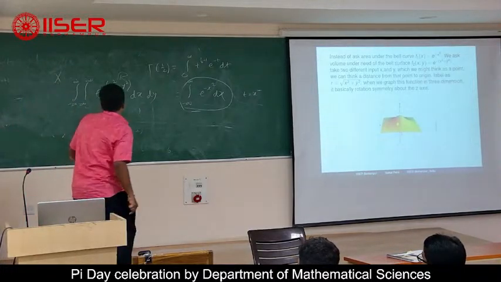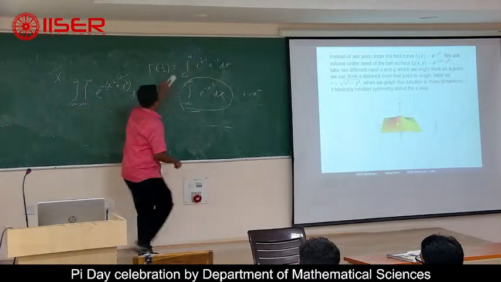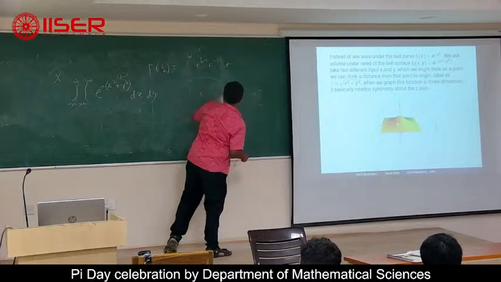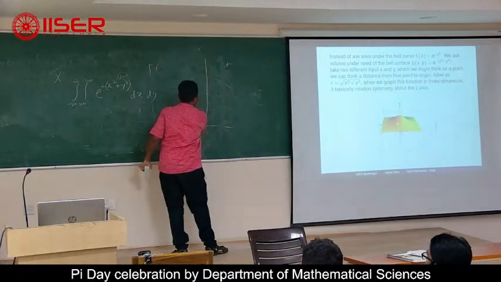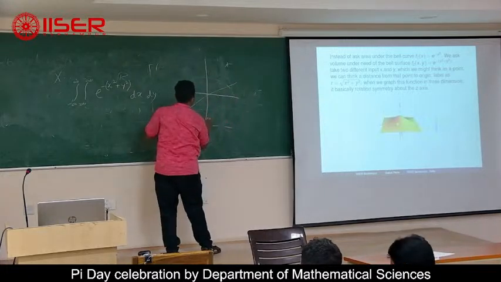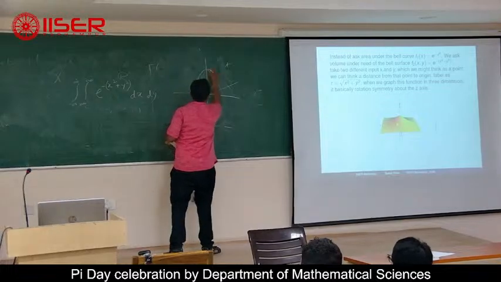So the bulk surface becomes, if you have this axis, then the bell surface becomes this.